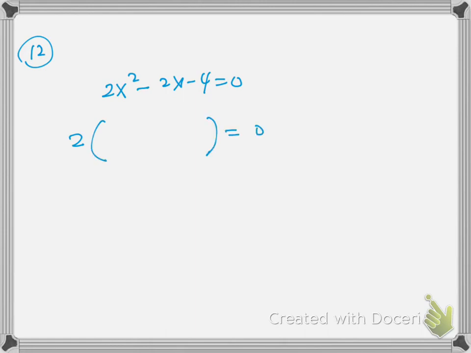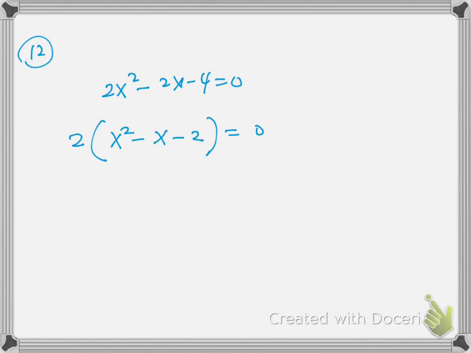Quadratic equations. So we have two main methods to solve it. For easier questions, we can factor. So number 12, 2x squared minus 2x minus 4 is 0. So you have common factor 2 here. Factor out the GCF, then divide everything by 2. We got x squared minus x minus 2.